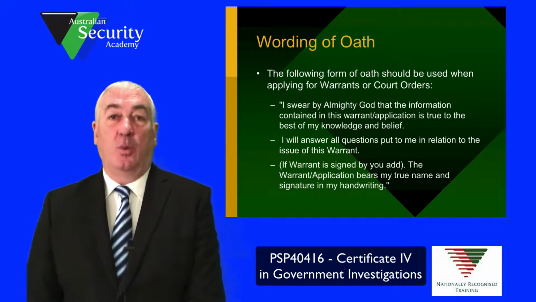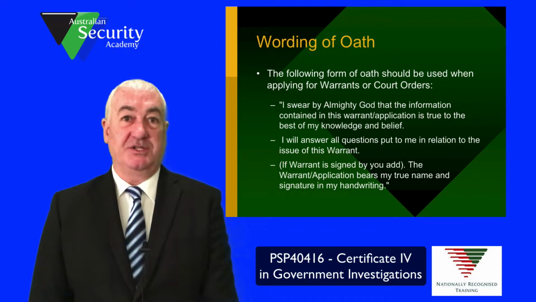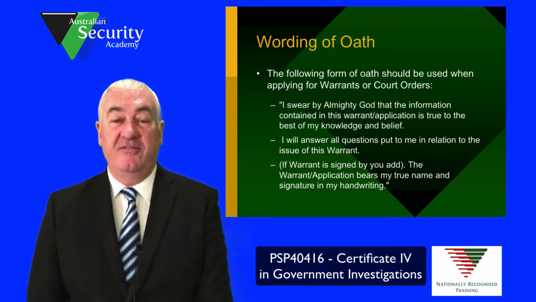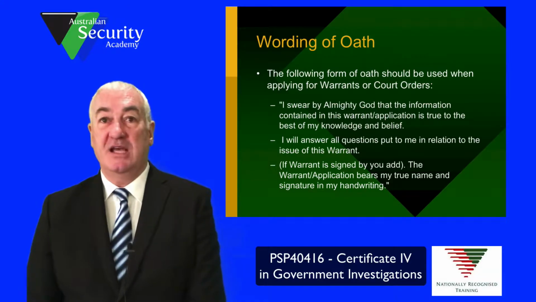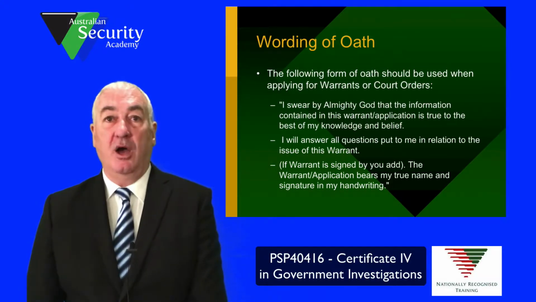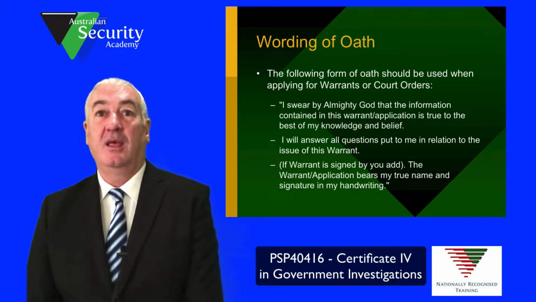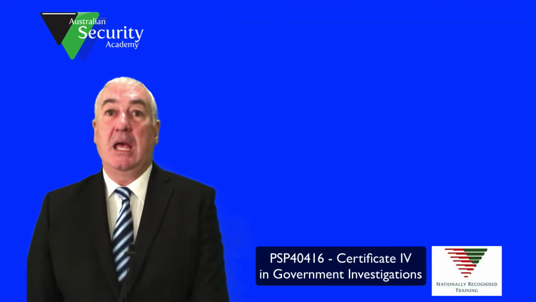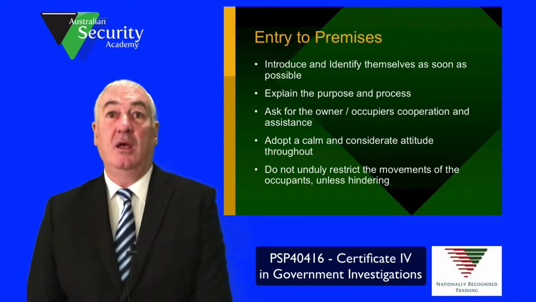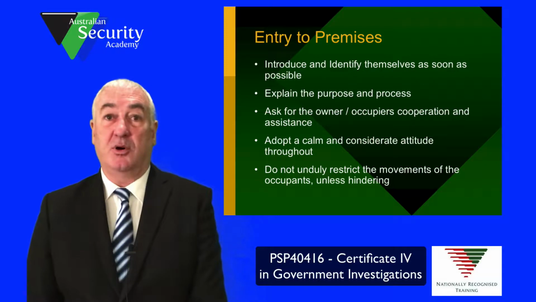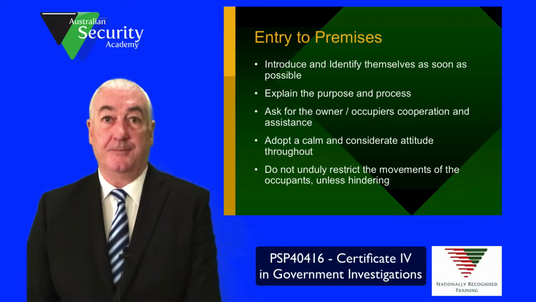When you've obtained the warrant, you will have the original warrant in your possession. You need to have that as the warrant holder or the person taking out the warrant or court order. You need to have that in your possession when you go to the premises to execute the order or the search warrant. You need to, as soon as possible, introduce yourself and identify who you are and explain the purpose and the process of why you are there.